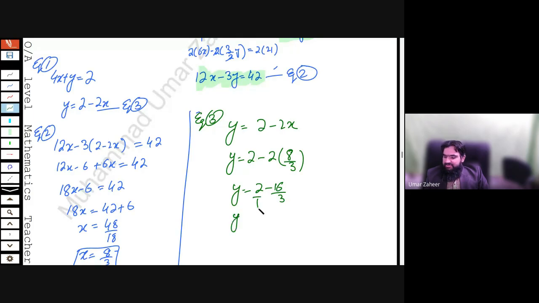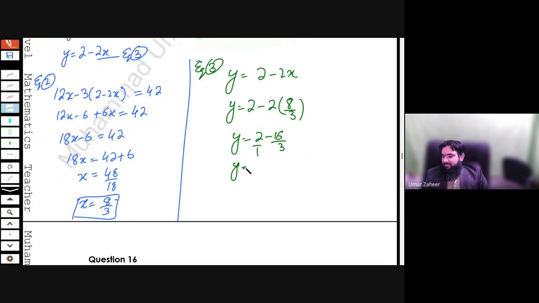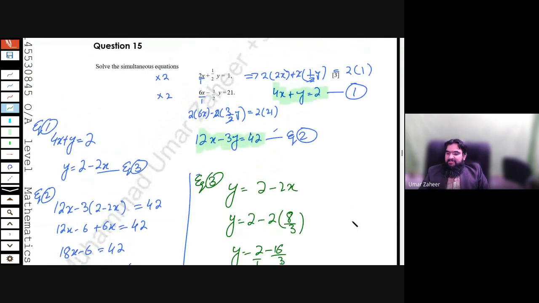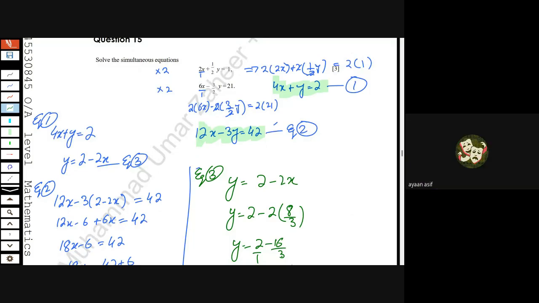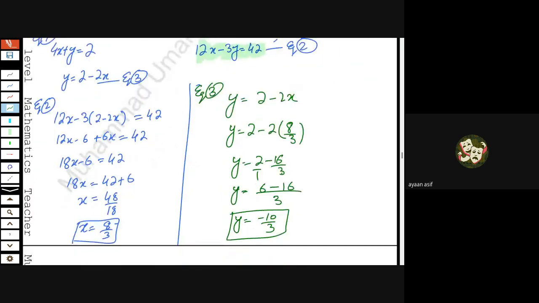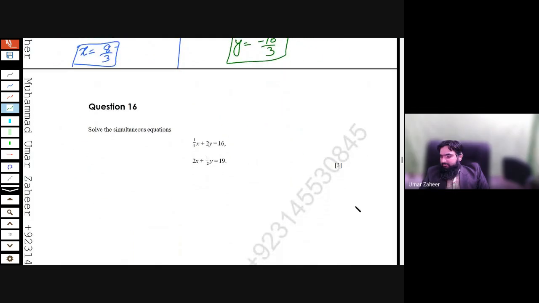Now we have two fractions. We have to simplify. We need to take the LCM. The LCM of 3 and 1 will be 3. So 3 times 2 is 6, and the 3 will be cancelled out. It will be 16. Now y is equal to 6 minus 16, which will be minus 10 over 3. Yes, everyone, is it clear? Yes, sir. All right, the next one.